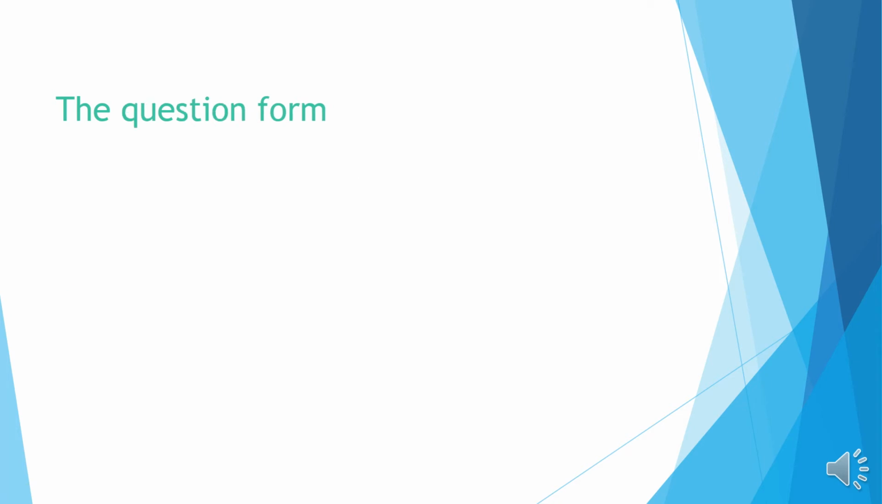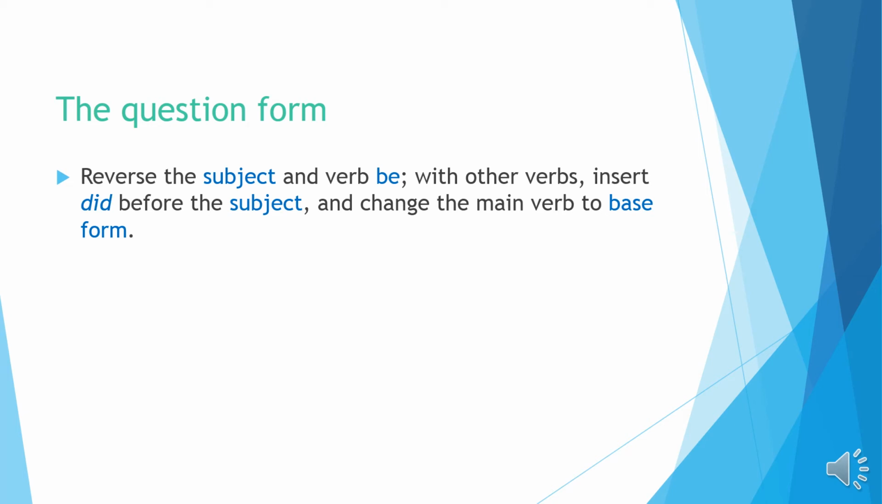Now how to form the question form? To form a question with a simple past tense, you have to reverse the subject and verb be. With other verbs, insert did before the subject and change the main verb to base form. For example, I was angry. Here we reversed the subject and the verb, so it becomes was I angry or was he angry?